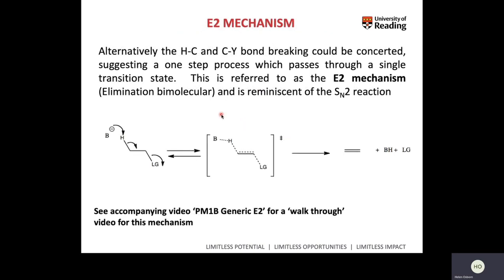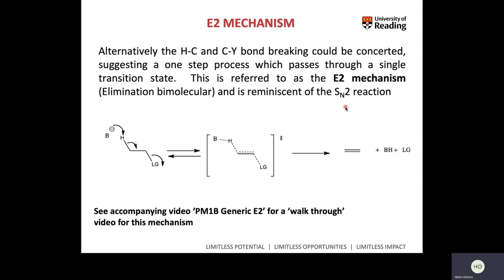Okay, so we're nearly there with the new mechanisms that you need to learn from this course, because the last one we're going to look at is the E2 mechanism. So we're still looking at elimination, so it's still E because it's elimination, but now it's 2 because it's going to be a bimolecular process. So we're going to have 2 species involved in the rate determining step. And again, this is going to be very similar to what we saw for the SN2 reaction, where we had 2 species involved in the rate determining step.